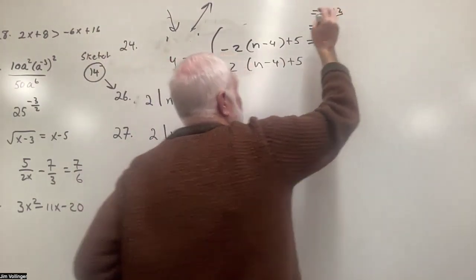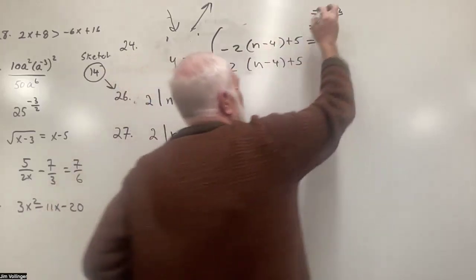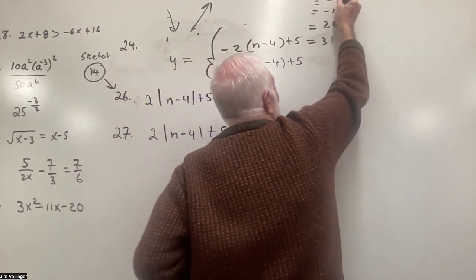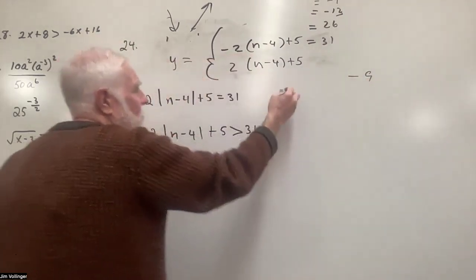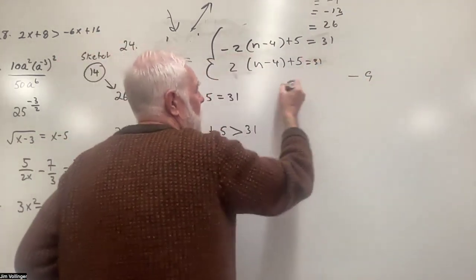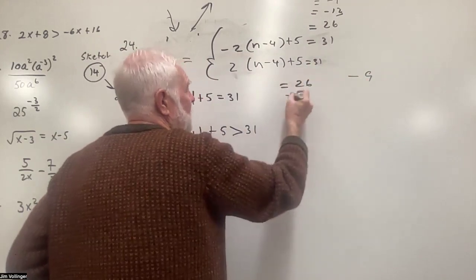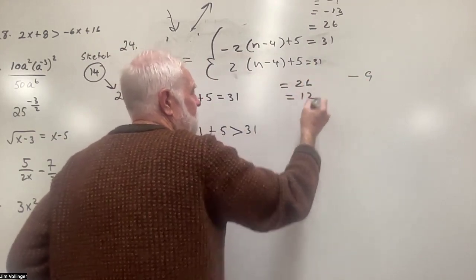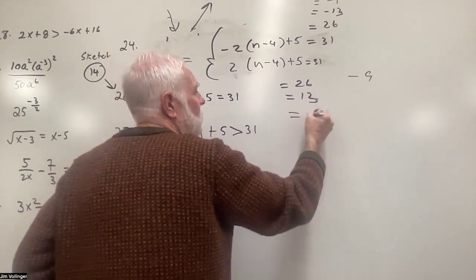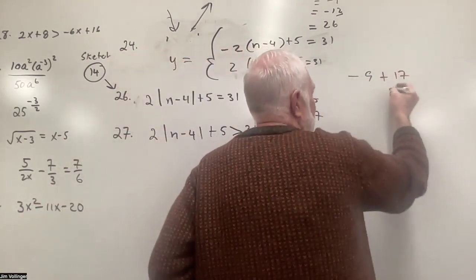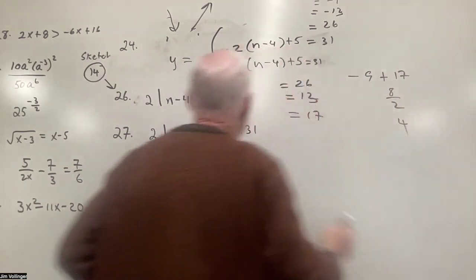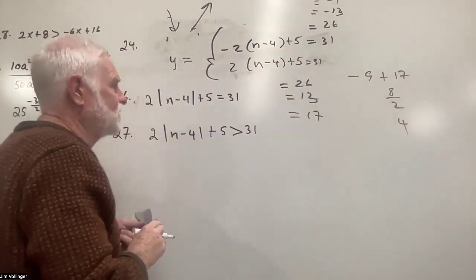I'll show you why there's a sign change there. Add 4 gets me negative 9. I'm going to keep that right there. Then we'll do this one going down. Let's set it equal to 31. Well, that's 26. Here's my sign change, positive 13. I'll explain that at a later date. Add 4, 17. Minus 9 plus 17 is 8. 8 divided by 2 is 4, which is the critical number. I didn't make a mistake.